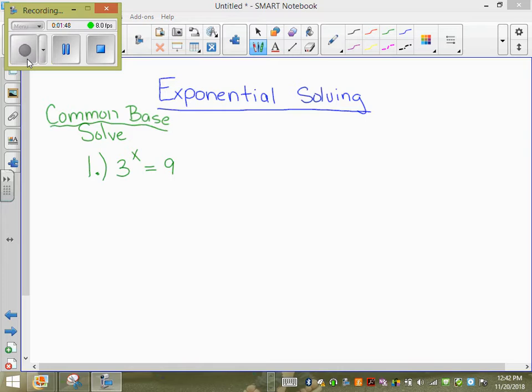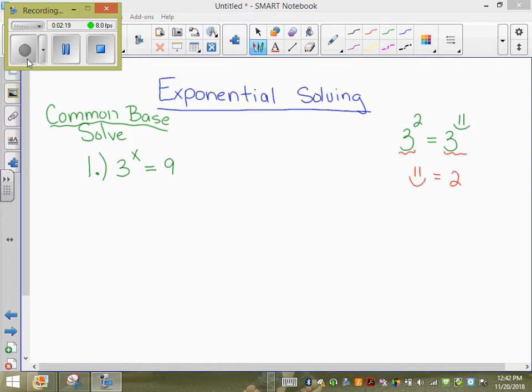So what the heck does that mean? Well, if I give you 3^2 equals 3 to the smiley face, what could you tell me smiley face equals? Smiley face must equal 2, right? Because I have common bases. In order for that to be true, the exponents must equal. Would you agree?